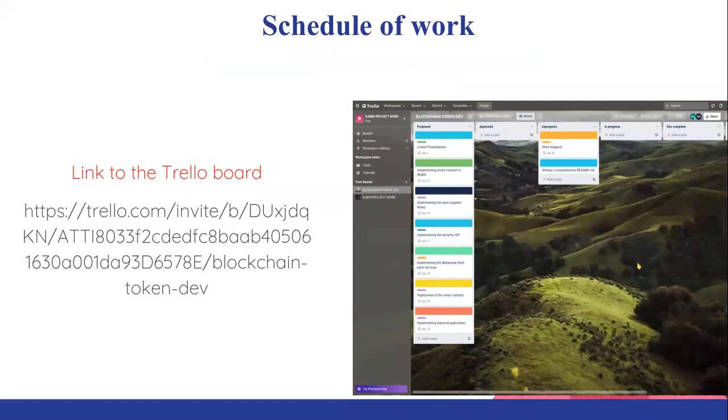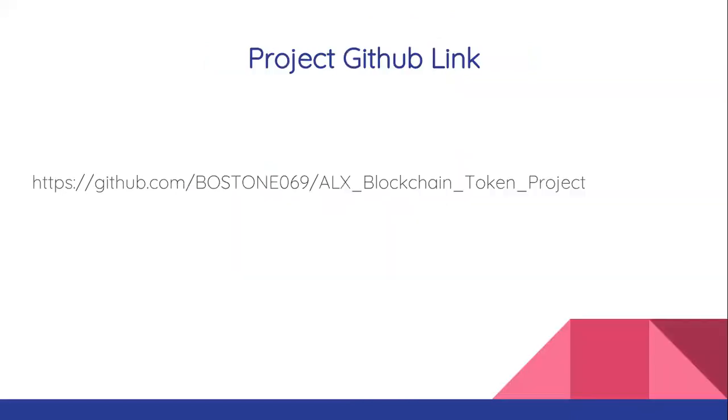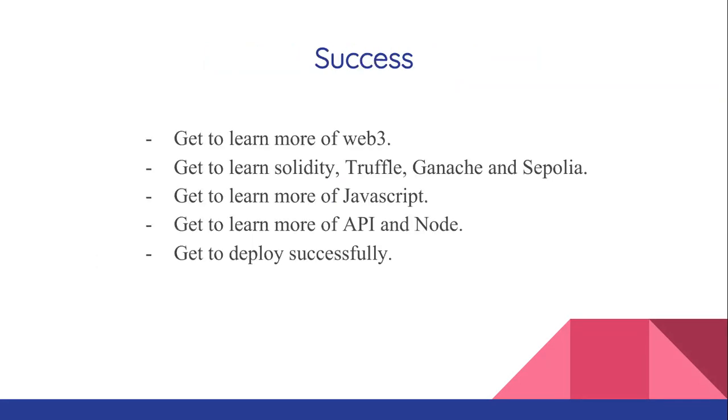A Trello board was used here to map different entities of this development. That is the link that is provided for the blockchain project on GitHub.